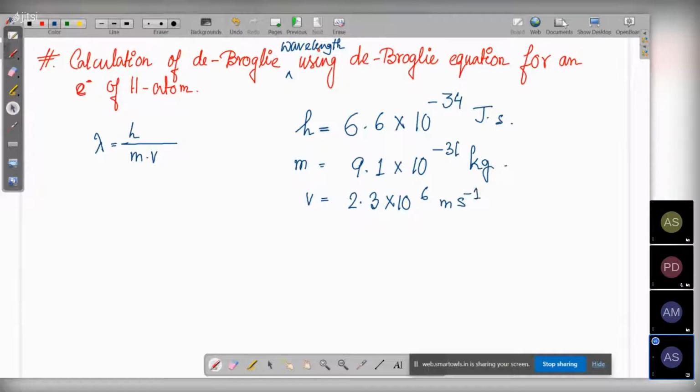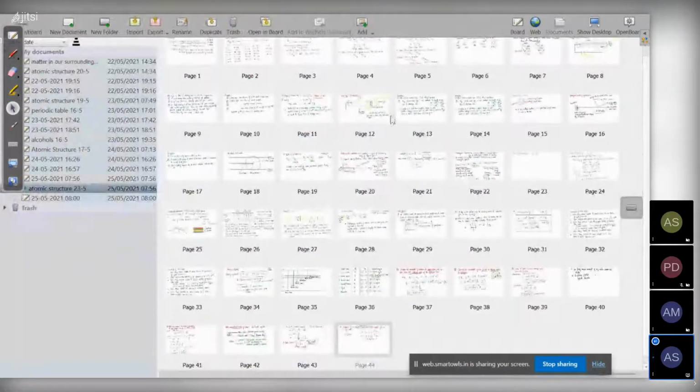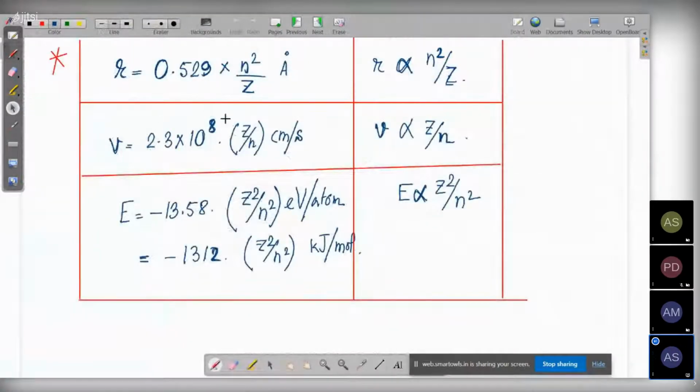All the data were done. Where was the velocity done? The velocity was done over here. See, they had done it: 2.3 into 10 to the power of 8 centimeter per second. That means this will be 2.3 into 10 to the power of 6 meter per second.